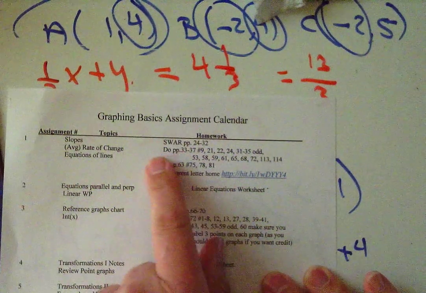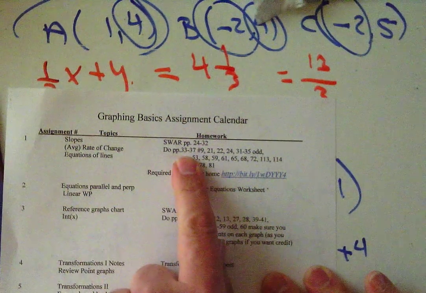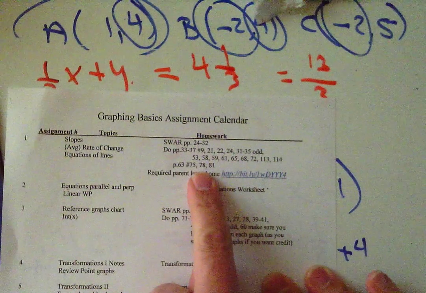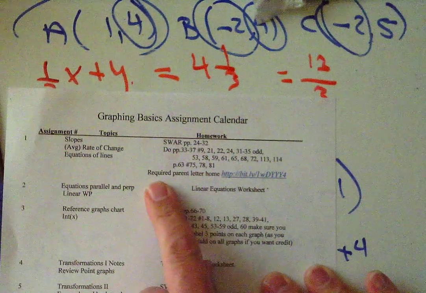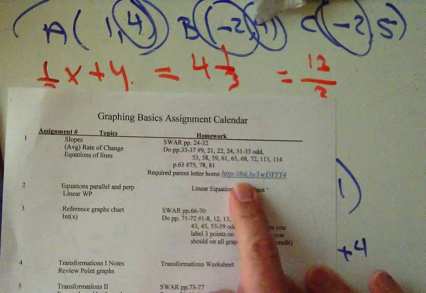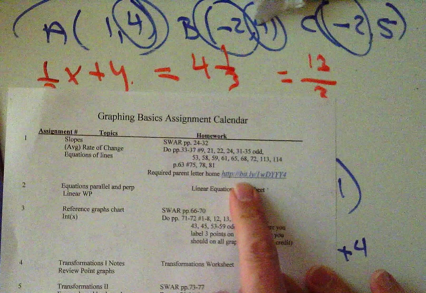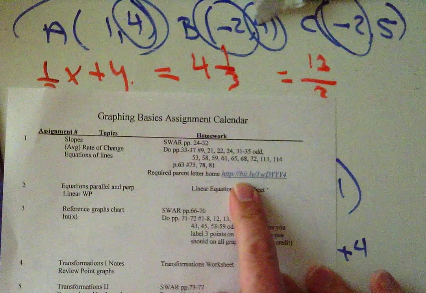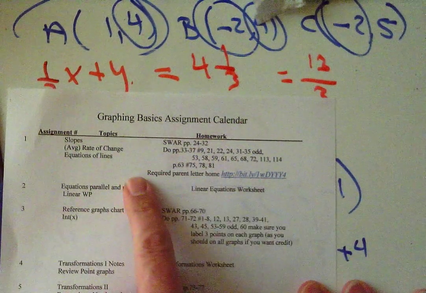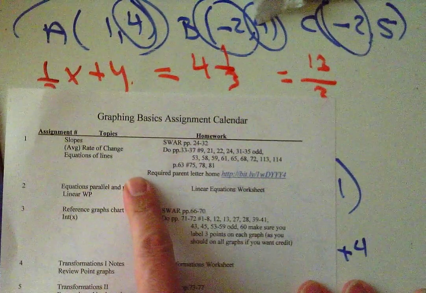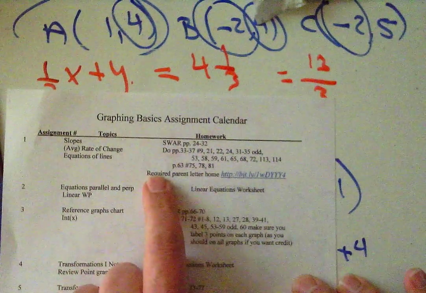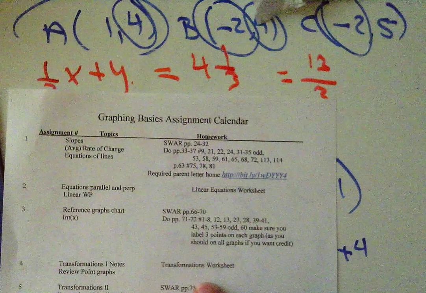And then finally, here's our homework assignment. We're going to do these problems on these pages, and these problems on this page. Okay, and notice parent required letter home. You need to ask your parents to go here and fill in a little questionnaire, answer the questions, and submit this. This actually counts as a separate homework assignment. So you've got 2 homeworks tonight, one for you and one for your folks. So will you please take care of that?